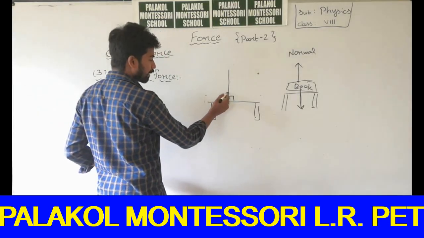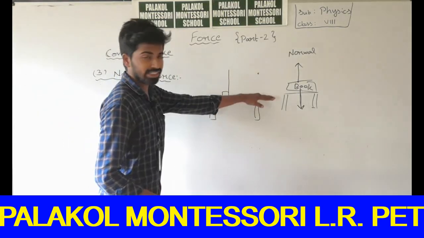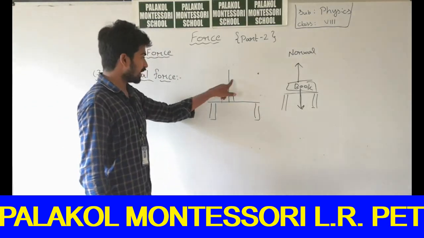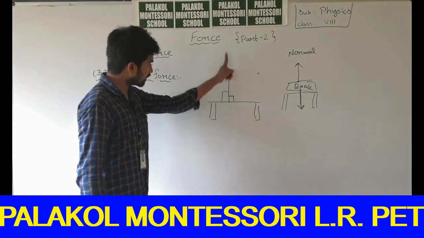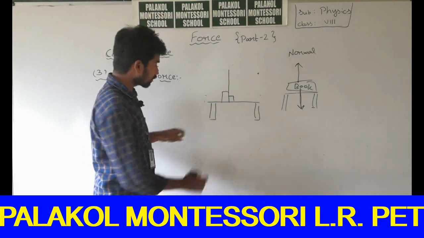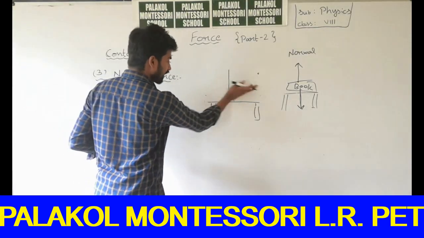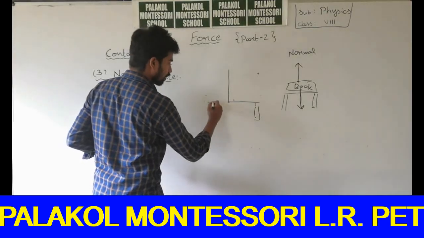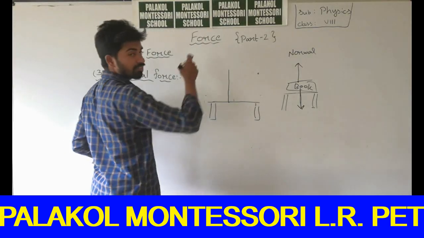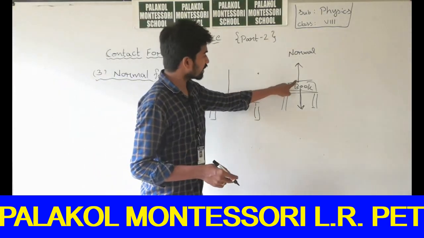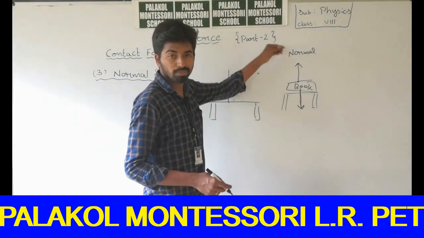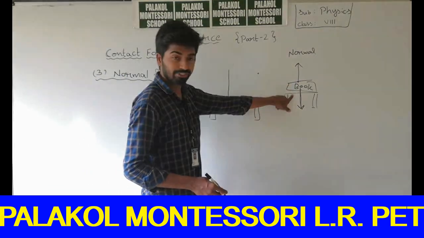Because it is perpendicular to the plane surface. Perpendicular means making a 90 degree angle. This direction is called the normal line to this plane surface. So, in which direction will the force be applied? In the normal direction. So, this plane surface of the table.